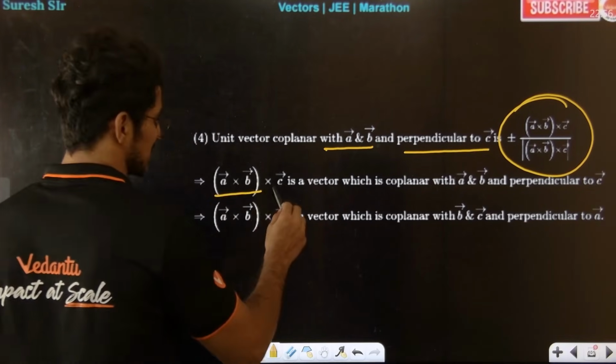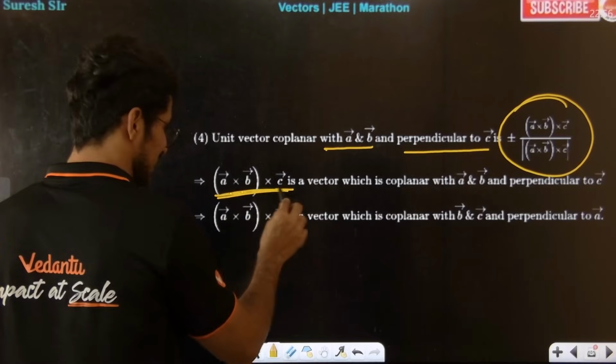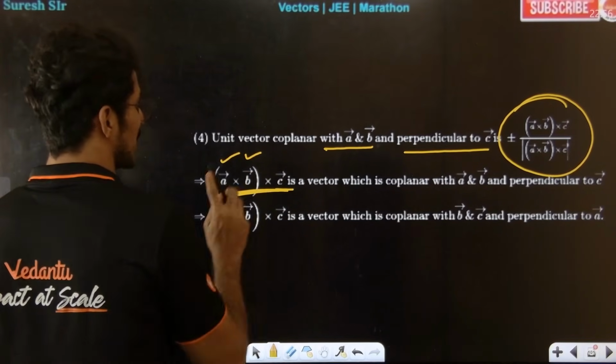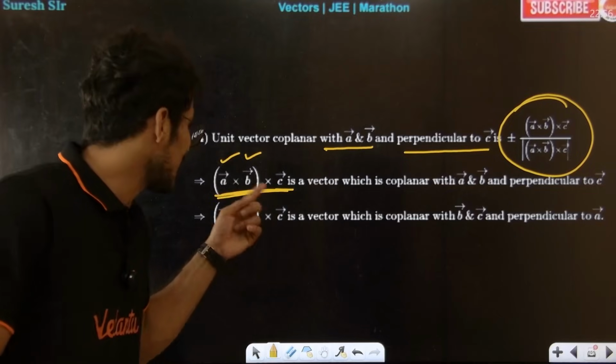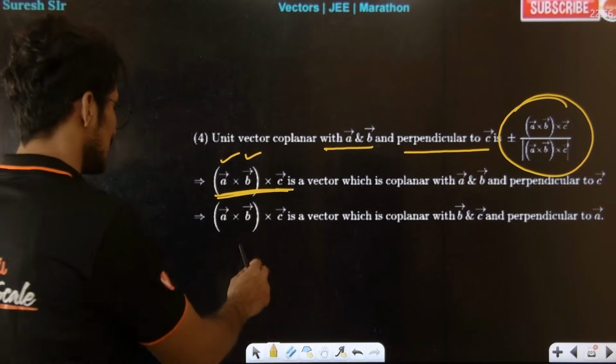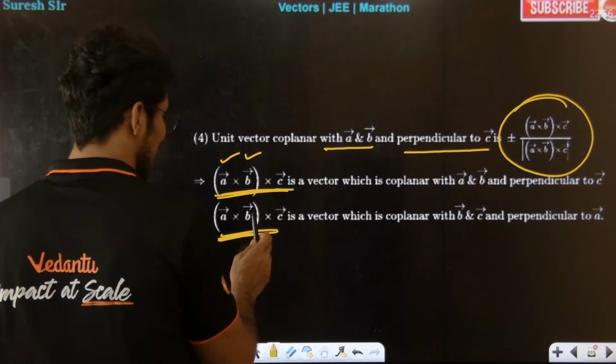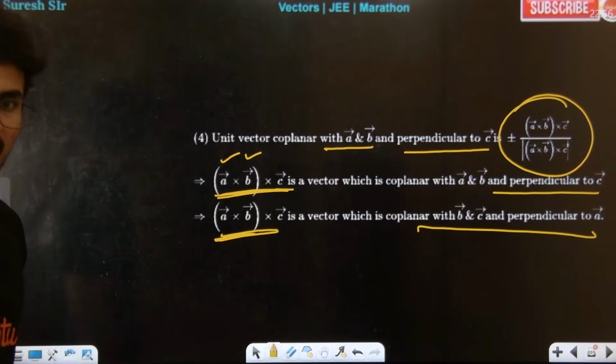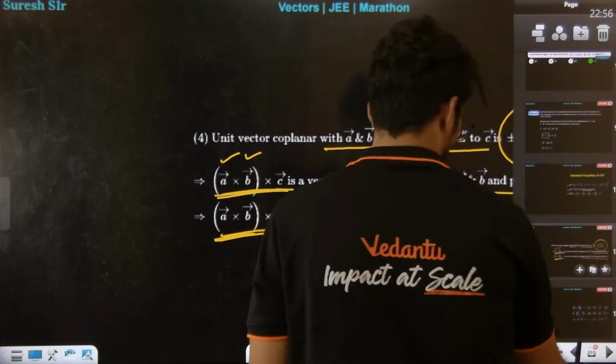Now the same thing: A cross B cross C is a vector. This is a vector coplanar with A and B and perpendicular to C. Yes or no? Are you getting the point or not? Yes, sir.